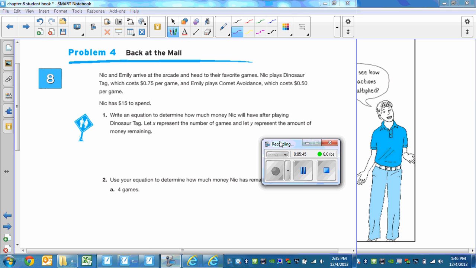Let's try problem 4 together, 1 and 2A, and then we'll be done. Nick and Emily arrive at the arcade and head to their favorite games. Nick plays dinosaur tag, which costs 75 cents per game, and Emily plays comet avoidance, 50 cents per game. Nick has $15 to spend. Write an equation to determine how much money Nick will have after playing dinosaur tag. Let X represent the number of games and let Y represent the amount of money remaining.